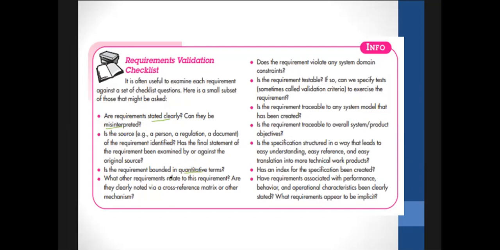Now, what other requirements relate to this requirement? That is, if any other requirement is related to this requirement. Is there any cross-reference? That is, if one requirement is affecting another requirement, that will be identified. Does the requirement violate any system domain constraint? That is, if you have identified any constraints within the software, and any requirement is violating that constraint, that will be identified.